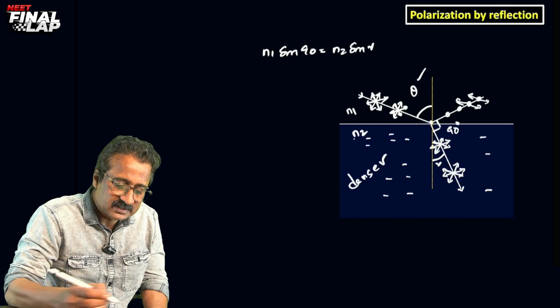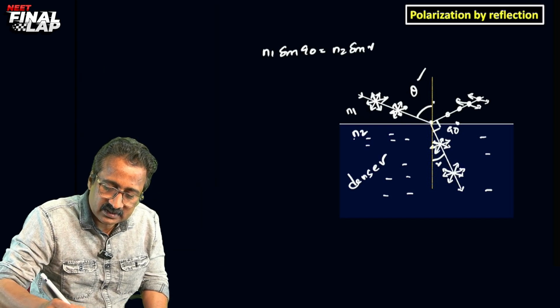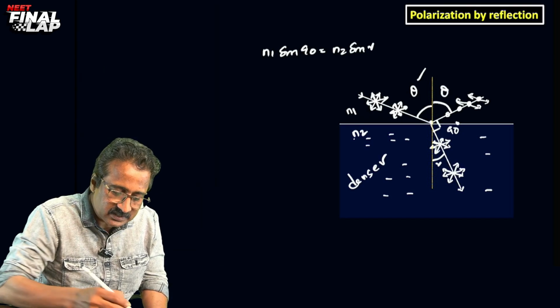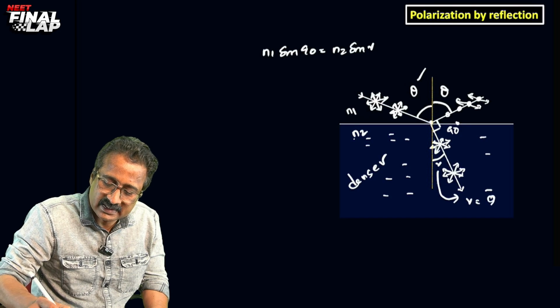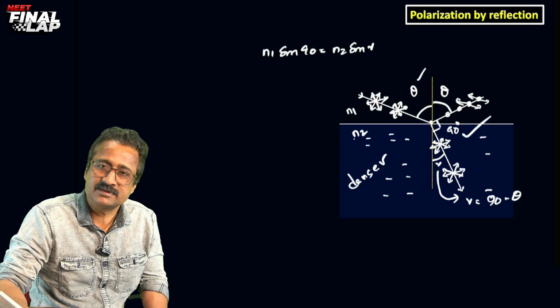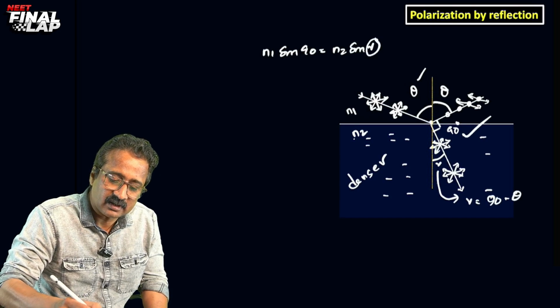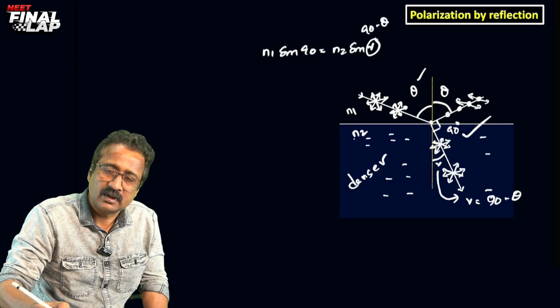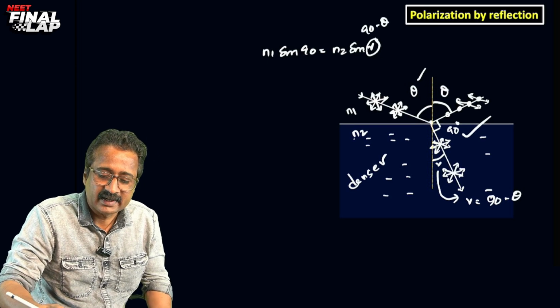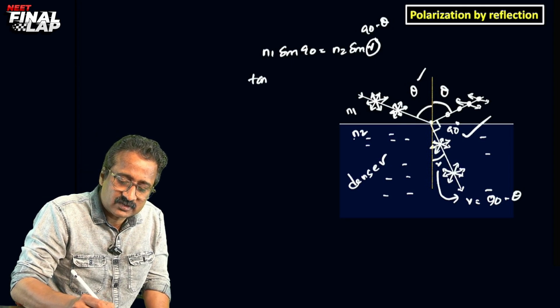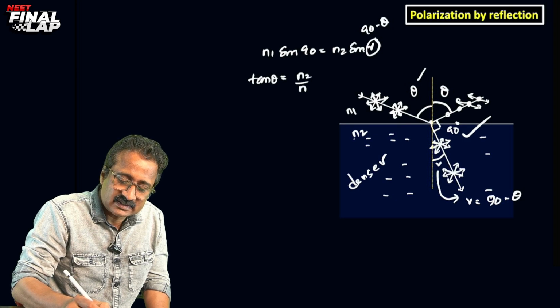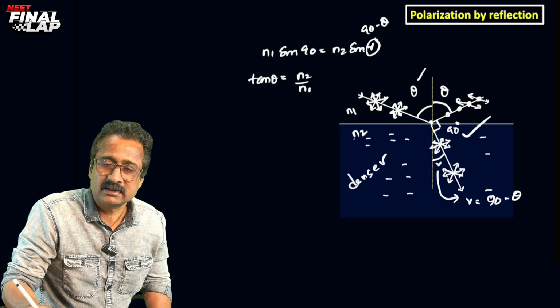Now, since this angle is theta, this angle is also theta, making this angle r certainly 90 minus theta, because this angle is 90 degrees. So putting r as 90 minus theta, you can make it cos theta, because sine of 90 minus theta is cos theta. Finally, you'll end up with one equation that's very easy to remember. Simplifying that, tan theta is equal to n2 by n1. That's the mathematical equation you arrive at.